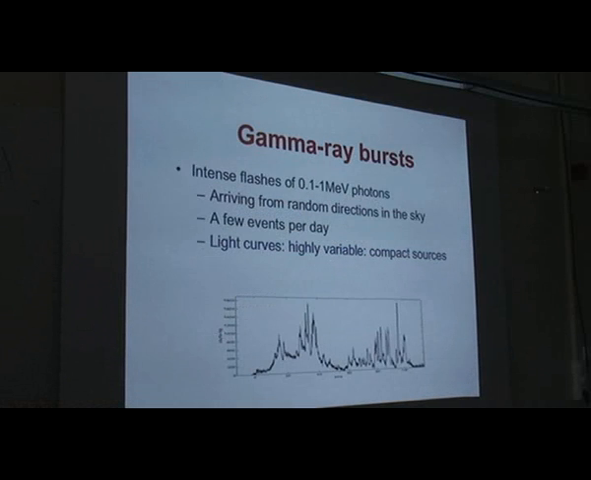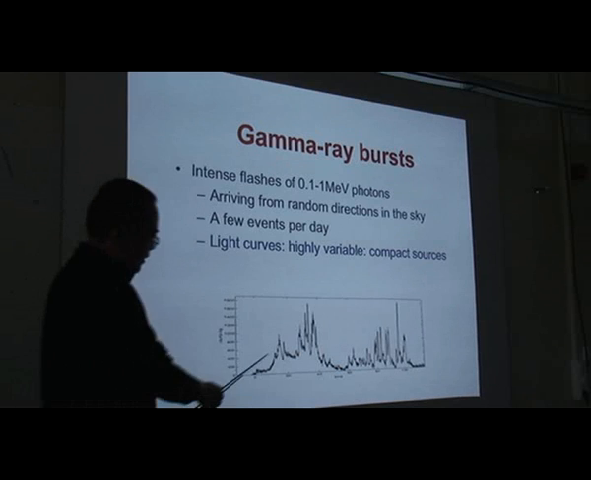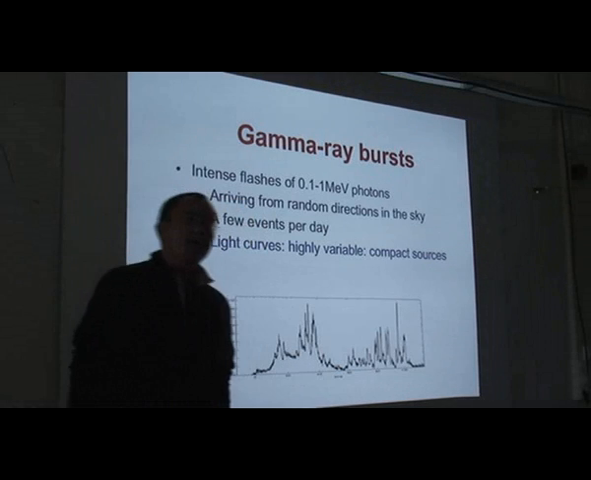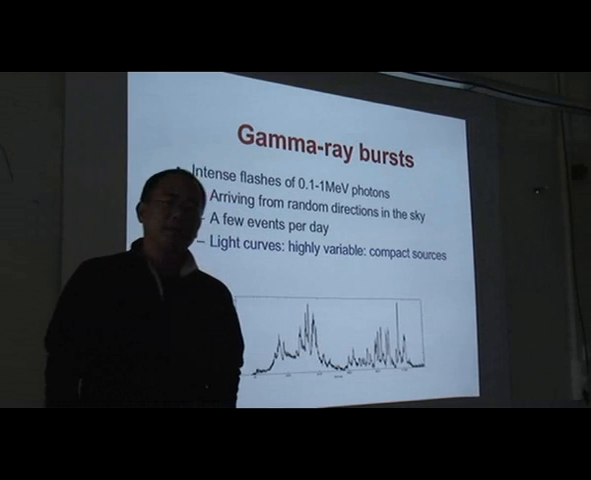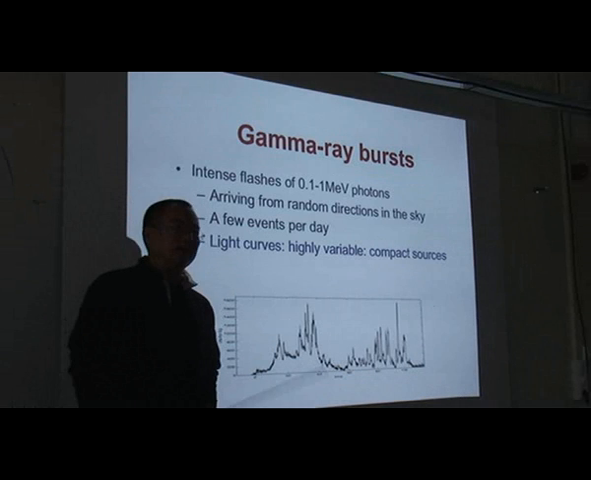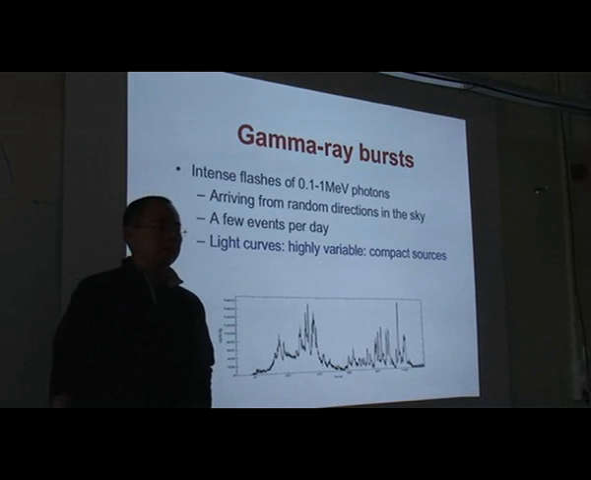A gamma ray burst is literally a burst of gamma rays, rather soft gamma rays, coming from a random direction. If you have whole sky coverage, we expect a few events per day. The light curve is highly variable, and in some cases the time structure could be as narrow as a millisecond, which indicates the source size is very compact, let's say less than 300 kilometers.